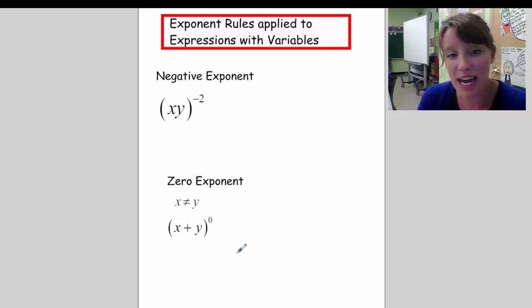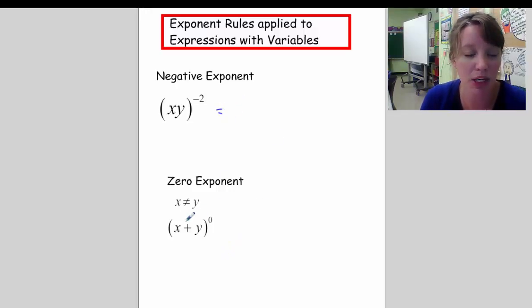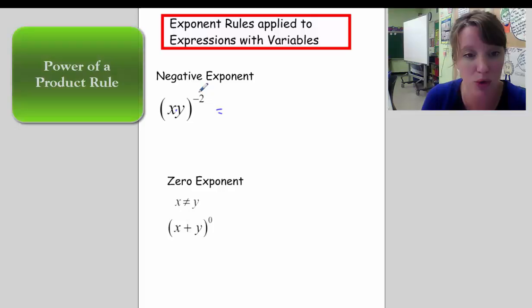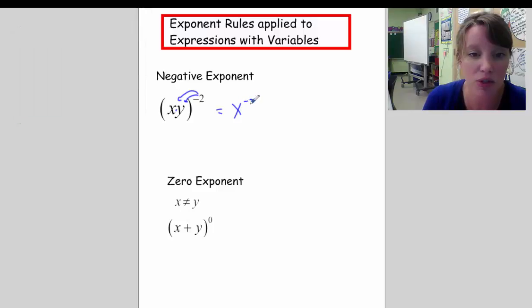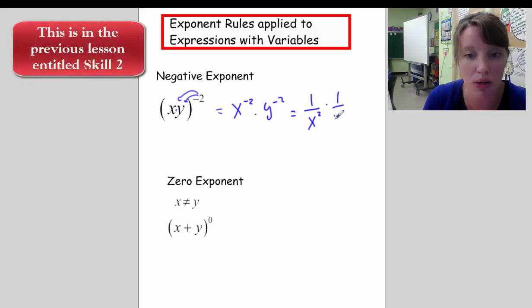Okay, if we have a negative exponent, so this is a combination of rules. You have a product inside and we're taking the power of it. So we're going to use the power of a product rule, which means we're going to take the exponent and apply it inside, just like that. So we have x to the negative 2 times y to the negative 2. Well, x to the negative 2 is just 1 over x squared times 1 over y squared, which would be equal to 1 over x squared y squared.